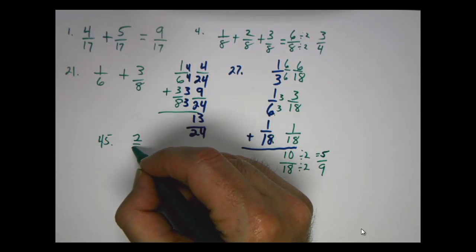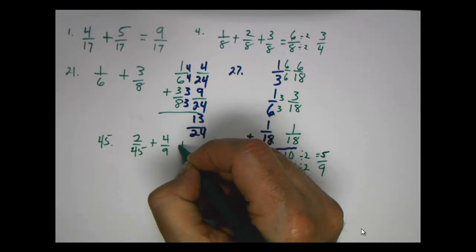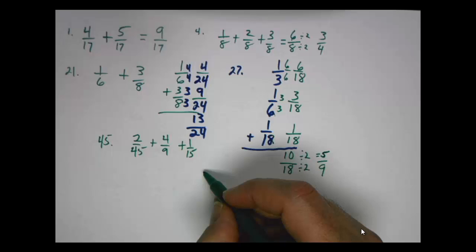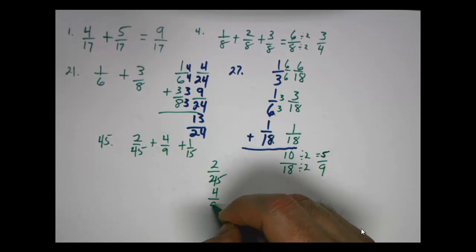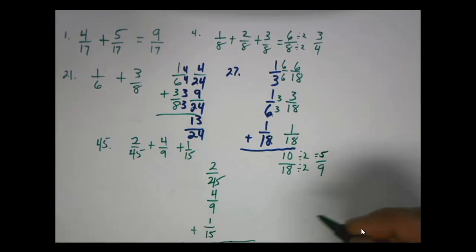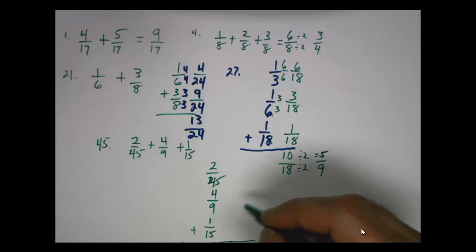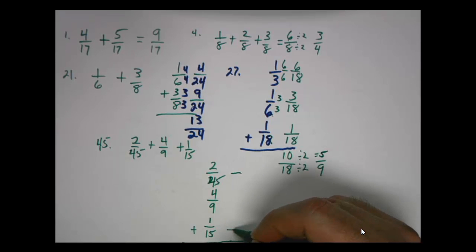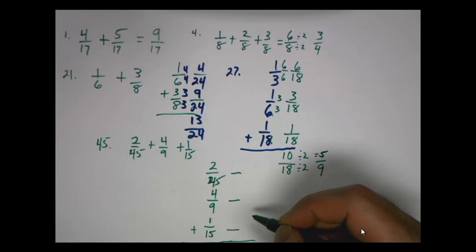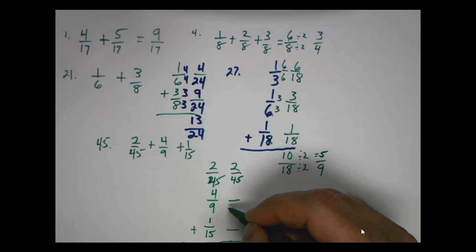So in problem 45, again, the numbers are just going to be a little more complex. 1/15, again, I'm going to change these so I have a little bit more space. So again, we're going to check. There's our biggest denominator, 45. Does 15 go into 45? Yes. Does 9 go into 45? Yes. So that's going to be our common denominator. I didn't do anything with the 2, it scoots over.